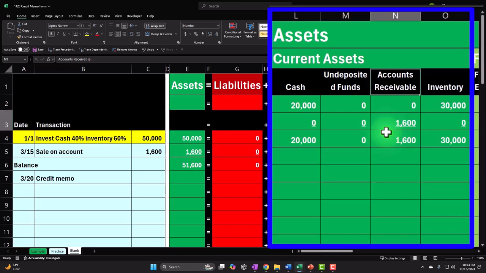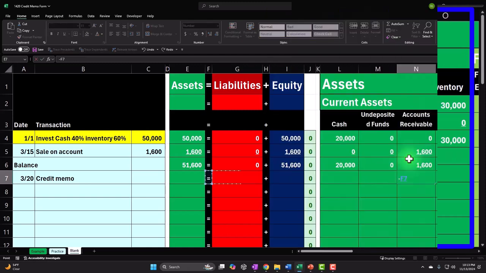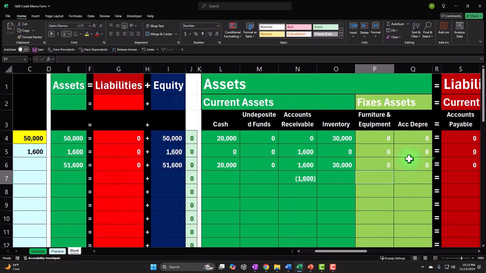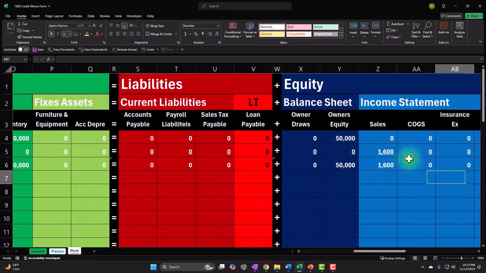It's good, but to us it's an asset. We're crediting their account, meaning we're decreasing the asset from a debit and credit standpoint. So accounts receivable is going to go down. Now, the other side of the transaction is where it gets a little messy.